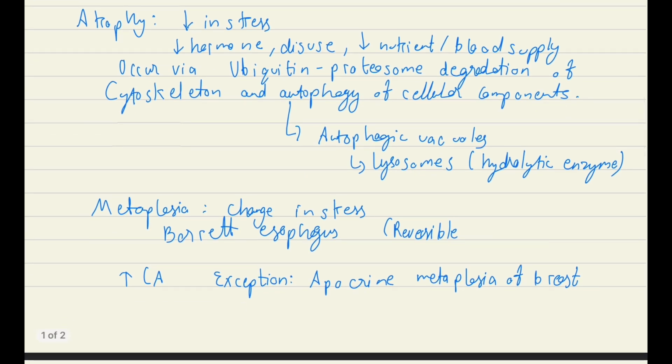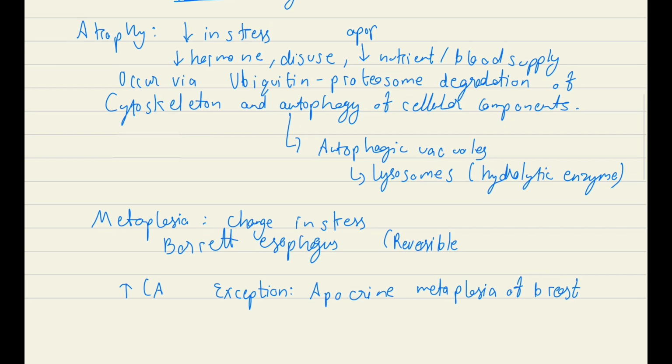Now let's go to atrophy. A decrease in stress leads to a decrease in organ size. And what is atrophy? It is the decrease in organ size, and it occurs by a decrease in size and number of cells. Decrease in number occurs by apoptosis, and decrease in cell size occurs by ubiquitin protease degradation of the cytoskeleton and autophagy of cellular components.